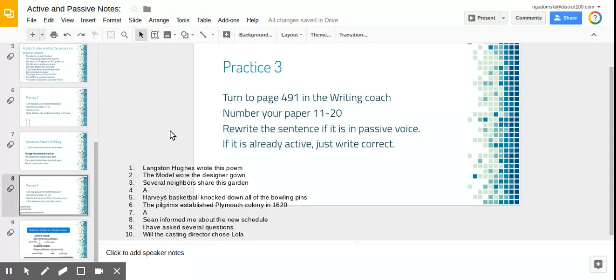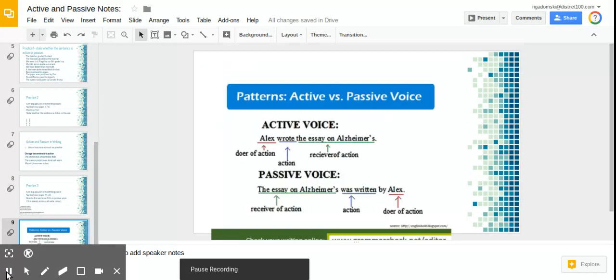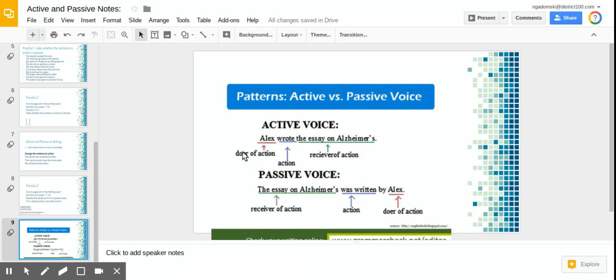So hopefully it helped. All right, in conclusion, in the active voice, the doer of the action is the subject, and then the receiver of the action comes later in the sentence. In passive, the doer comes at the end of the sentence and the receiver comes at the beginning. We want to focus on active voice.